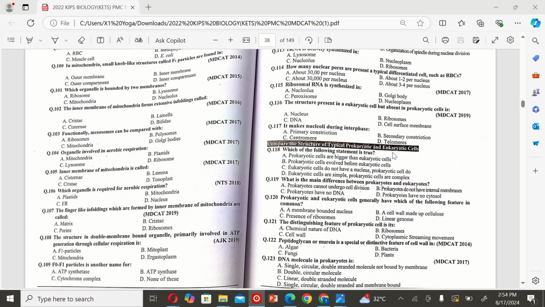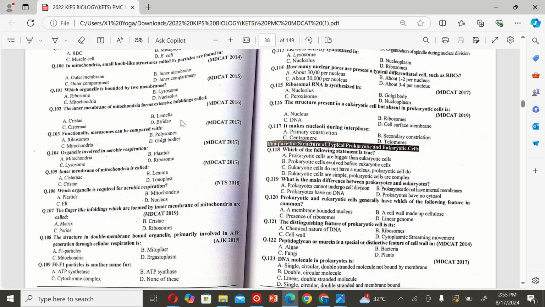Today we are diving into some challenging MDCAT MCQs to sharpen your knowledge. Let's get started. The first MCQ is: which organelle is bounded by two membranes? A. Ribosome, B. Lysosome, C. Mitochondria, and D. Nucleus. So the correct option is C. Mitochondria.